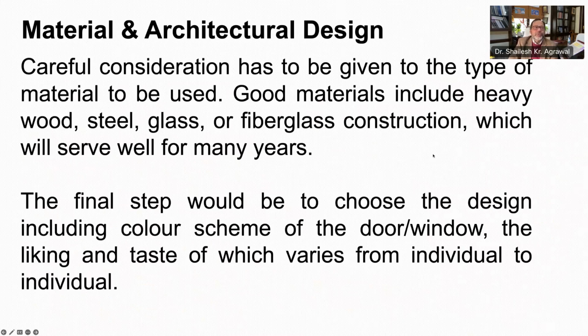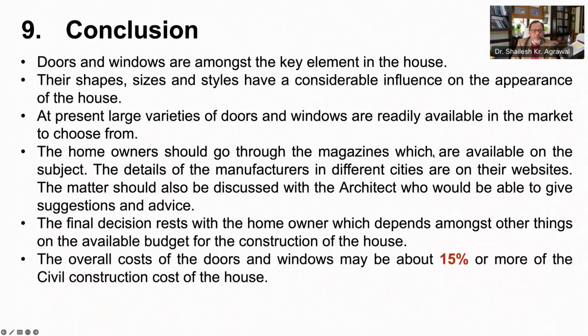Finally, to sum up, a few points with regard to doors and windows are written here. The shape, size, and styles of doors and windows have a considerable influence on the appearance of the house. At present, large varieties of doors and windows are readily available in the market to choose from. The homeowner should go through the magazines which are available on the subject. The details of manufacturers in different cities are also available on their websites. The matter should also be discussed with the architect, who would be able to give you suggestion and advice.